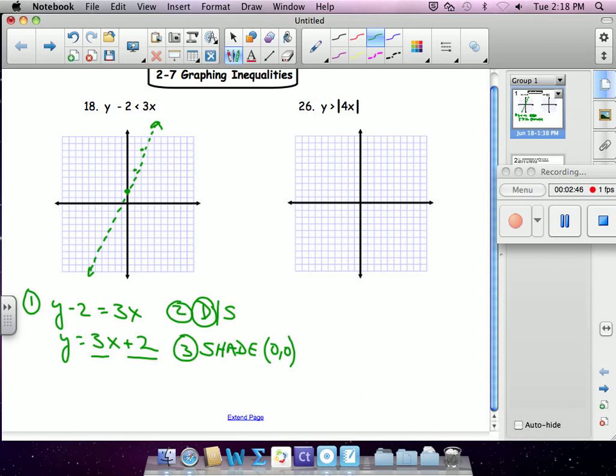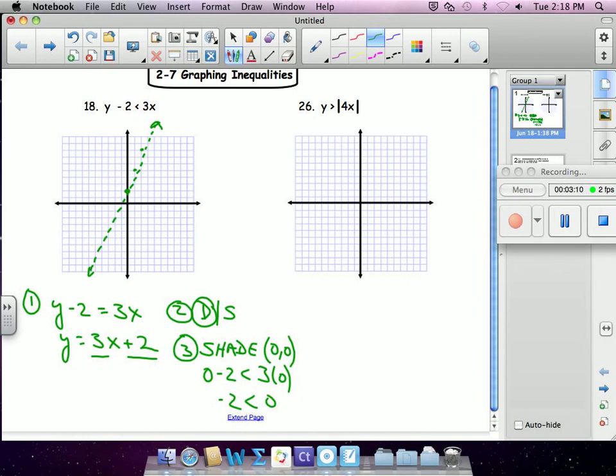The reason I use 0, 0, when I plug it into my equation, instead of y minus 2, that would give me 0 minus 2. And then instead of less than 3x, it's less than 3 times 0. Plugging in 0 gets things to disappear. On the left side, there's just a negative 2. On the right side, it's 0.